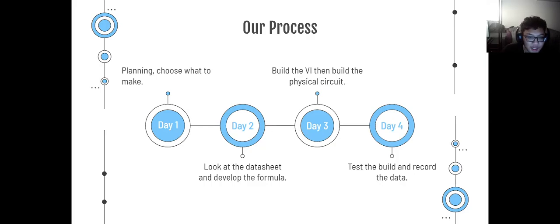And then on day 3, I built the VI, and after building the VI, I built the physical circuit, and I was able to hook them up together in order to convert voltage to relative humidity. And then on the last day, I tested the build and I recorded the data.